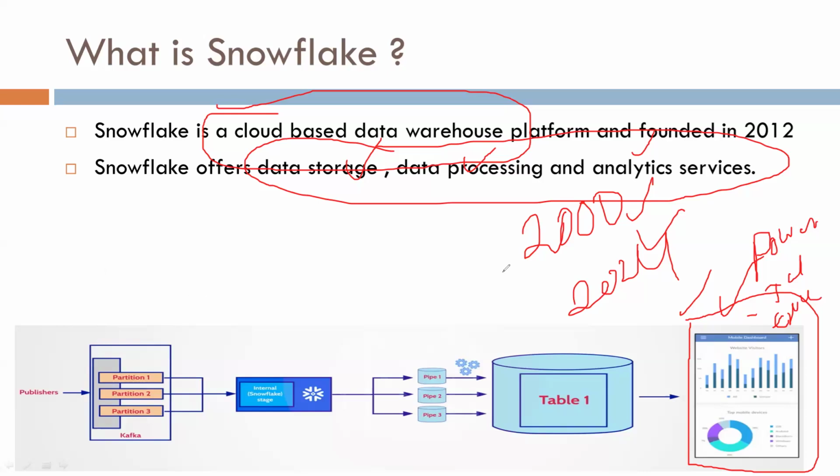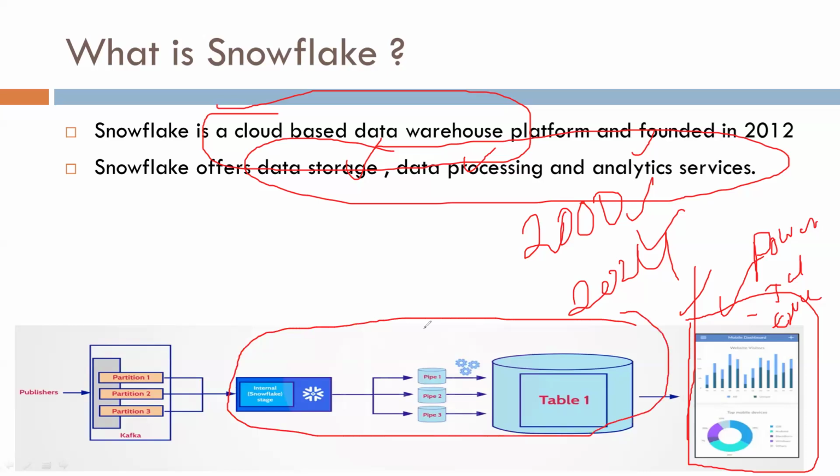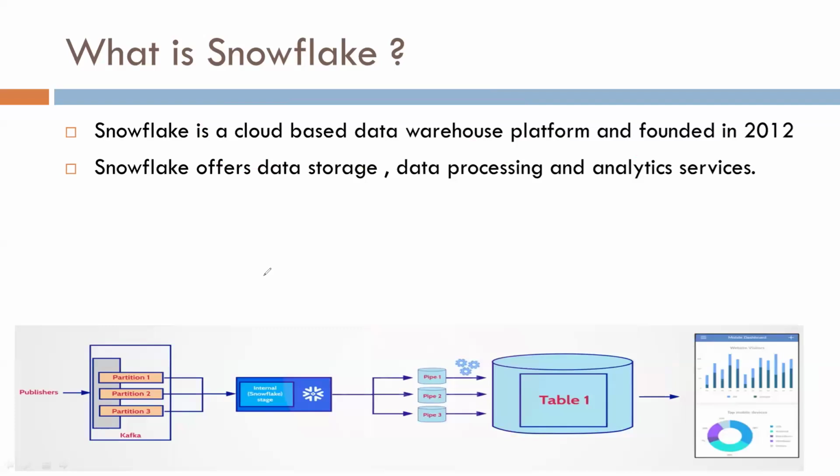Based on your data, they are going to create the reports. So where are we storing this data? We are going to store this data in Snowflake. That is why we call it a data warehouse. In warehouses we mainly store historical data.